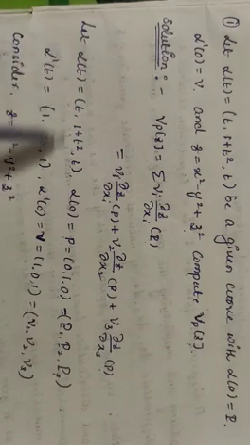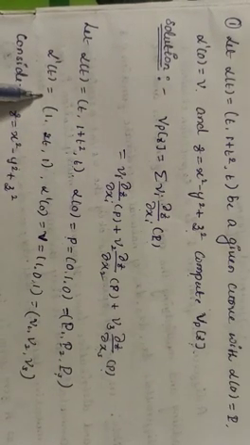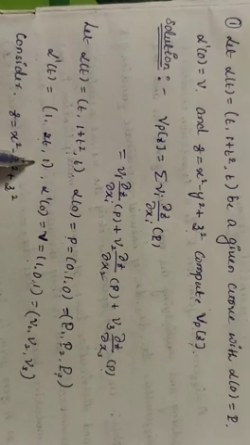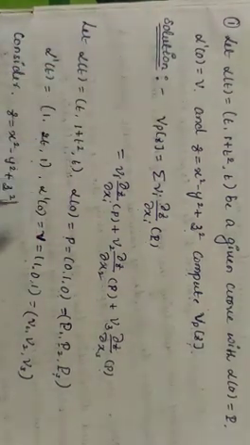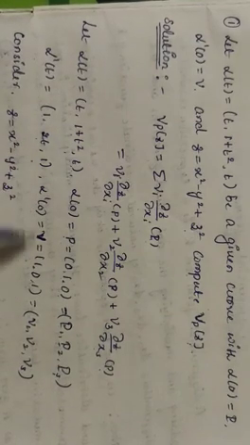Similarly, differentiation of alpha of t with respect to t, we get alpha dash of t, which equals 1, then differentiation of t square gives 2t, then differentiation of t gives 1. So we know that alpha dash of 0 is equal to v. That means alpha dash at t equals 0, then this will become (1, 0, 1). So this value is equal to v. V can be represented as v1, v2, v3.